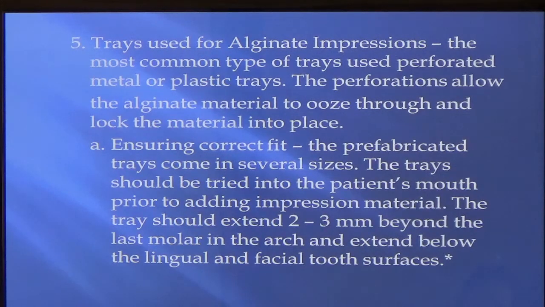And some of these plastic trays, if you're using plastic trays, there's a little adhesive spray you need to put on it so it sticks a little better. We'll show you those. The proper way to fit them, and usually it's better to be a little bit too big than just barely big enough or too small. You want it 2 to 3 millimeters beyond the last tooth, and when you put it in the patient's mouth, you want to be able to wiggle it a little bit. You need some playroom in there, okay?